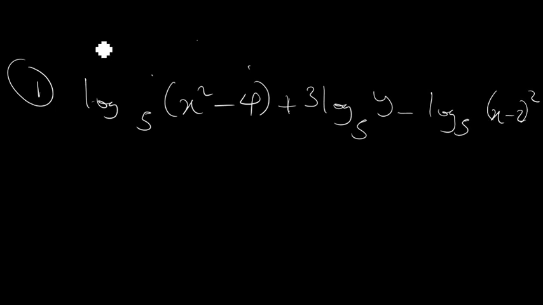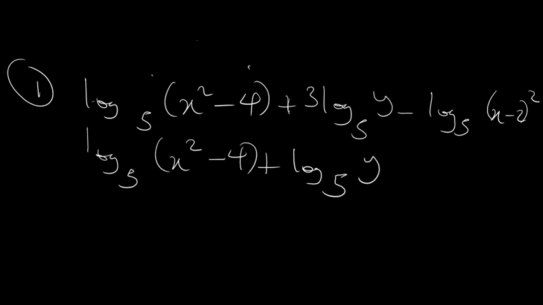Guys, here we're just applying the rules, nothing is different. We want to take these back to their original forms, the way they were before bringing in these signs. First you're supposed to rewrite the powers before applying the rules. So we write log base 5 of x to the power 2 minus 4, plus log base 5 of y to the power 3, minus log base 5 of x minus 2, then the power 2.